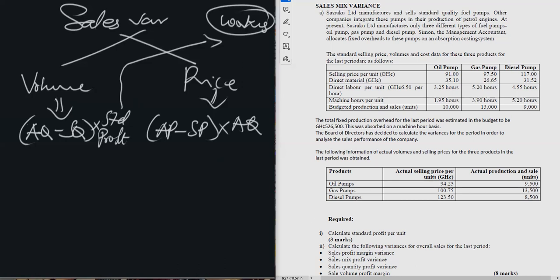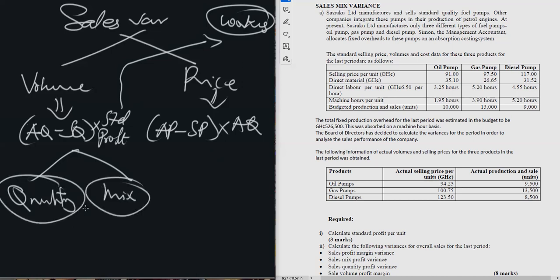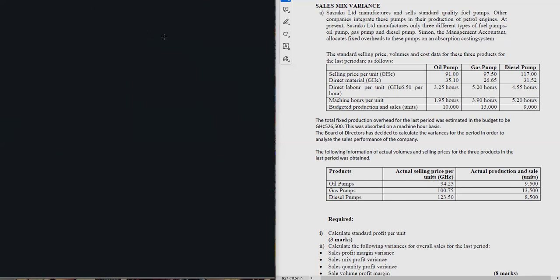Okay, so you see they said we should find sales profit margin variance and then sales volume profit margin. So they've asked us for all that. Now the volume variance can be sub-broken just like the material into sub-components, which you call the sales quantity variance, which is like yield if you are doing material, and sales mix variance. Just like we did mix and yield, it is the same approach. So you just turn it the other way around.